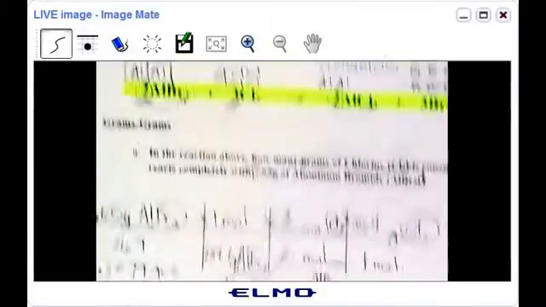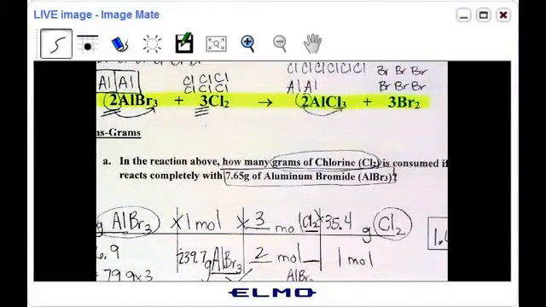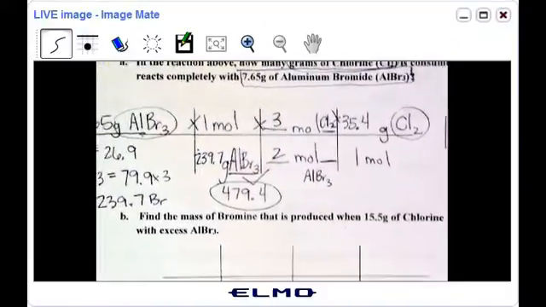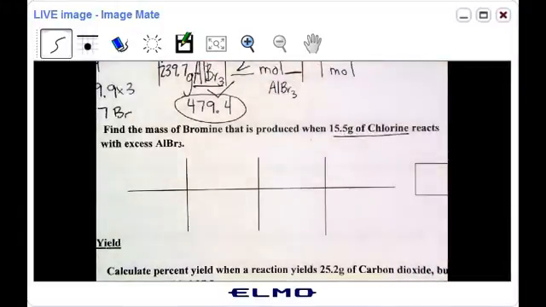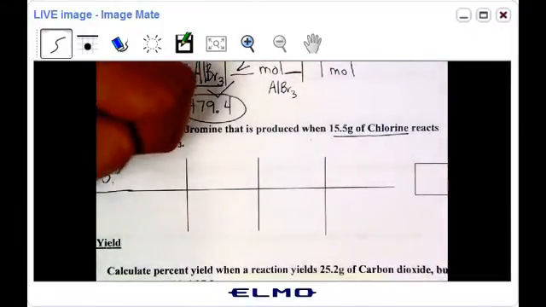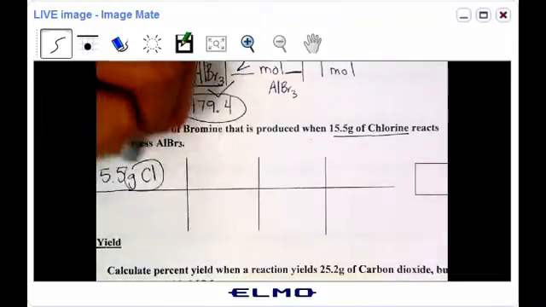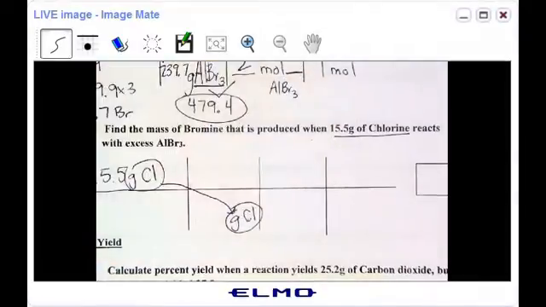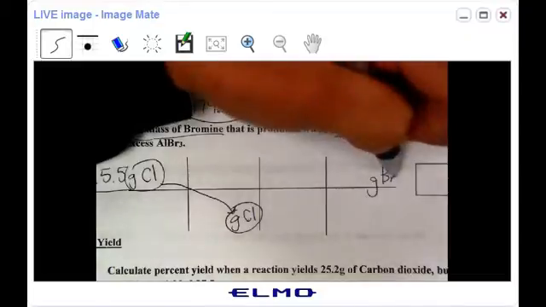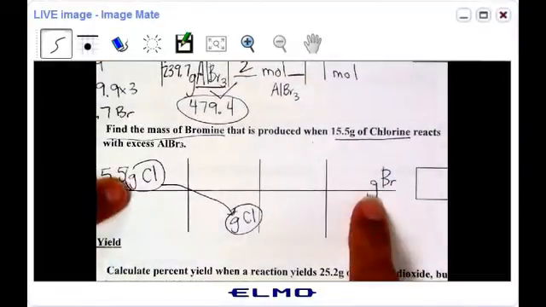Again, for B, you will have to refer back to the original equation at the top to find your coefficients to solve for. I'm not going to read the question, I'm just going to look at the number that they gave me. 15.5 grams of chlorine. If grams of chlorine's there, this has to match. This has to be grams of chlorine as well. What am I looking for? What's the unknown? What do I want? To find the mass of bromine. Mass is grams. That's what I'm looking for. I was given grams. I want grams.